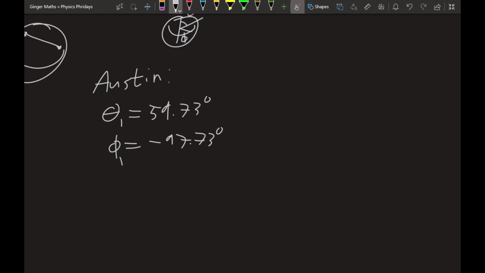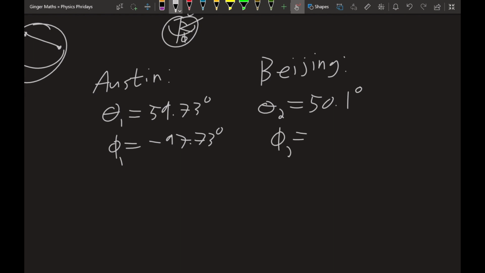Now for Beijing. Really hope this spelling's right. We have our theta 2, which is equal to 50.1 degrees, and then we have our phi 2, which is going to be equal to 116.4 degrees, which makes sense.